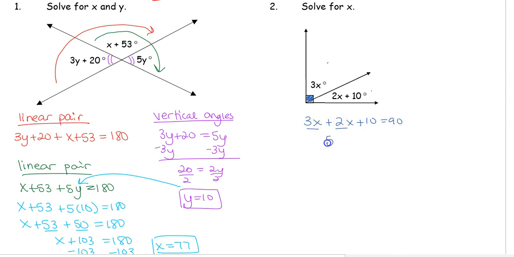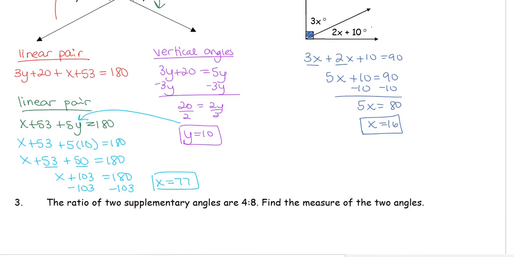We combine our like terms. We subtract our 10. 5x is going to be equal to 80. And we find that x equals 16, using that complementary relationship and that angle addition together to solve for x.